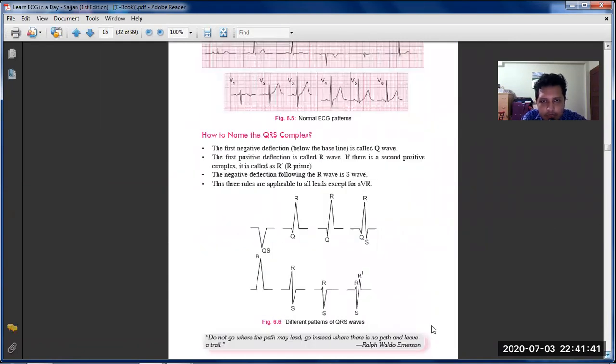Now, how the QRS complexes are named. R is always the positive deflection of the QRS complex. Before R, if there is any negative deflection, this is called the Q wave. After R, if there is any negative deflection, this is called S. So QRS is named like this. If there is another positive deflection other than R, this is called R prime.